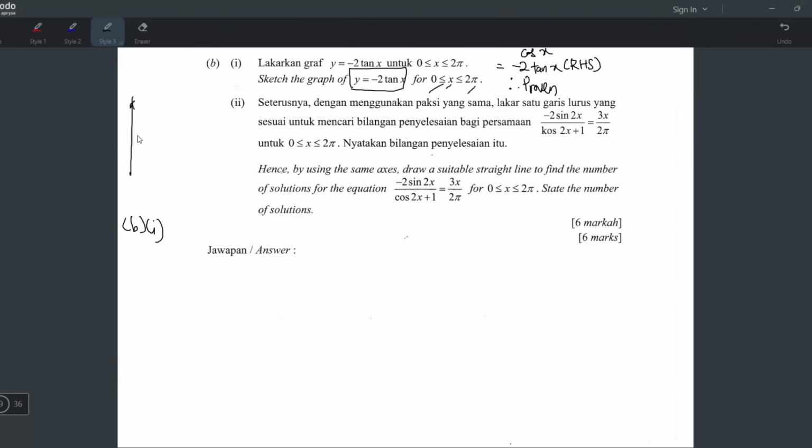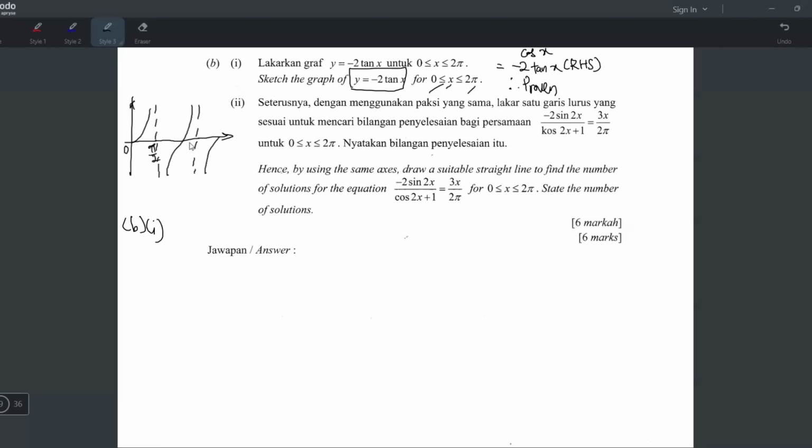If you don't know the shape, you can't sketch. What's the shape of the negative 2 tangent x graph? Let's draw the normal tangent graph first. The normal tangent graph, everyone should know this. It will look like this. And where is the dotted line? At 90 and 180, that's the normal tangent graph.